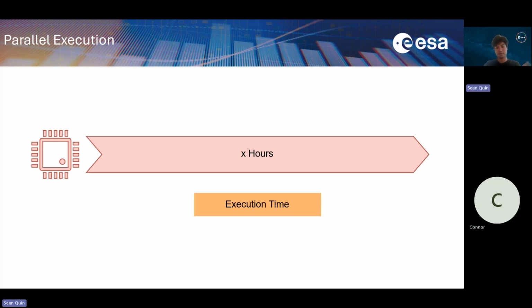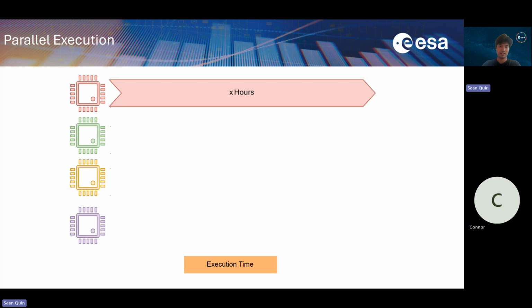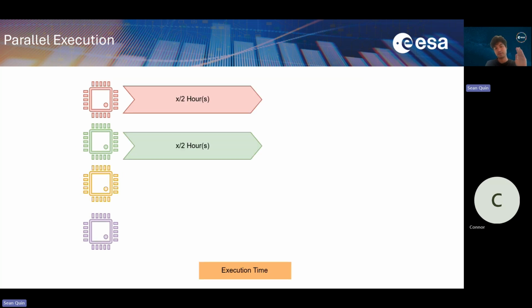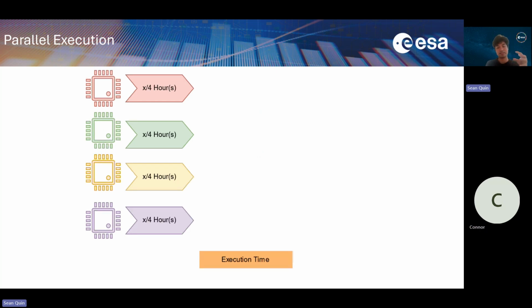Now, if we introduce three more processors, what's essentially going to happen is we can divide this task into smaller tasks and go down in execution time as we divide the workload amongst all the processes, essentially running down to a quarter of the time to do this simulation task, image processing, whatever it may be.